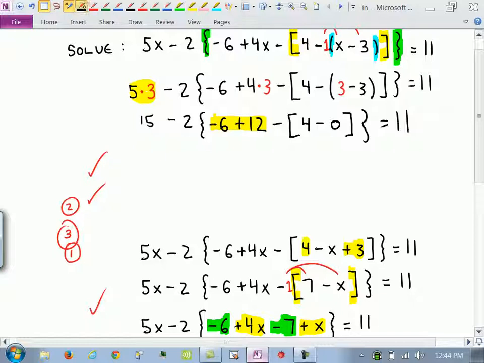So what we have is 15, take away 2, and then in the braces came out to be a 2. What's that operation? Right here. Multiplication. And we do that before subtraction. So 2 times 2, 4. So 15 minus 4 is 11, isn't it? So it checks.